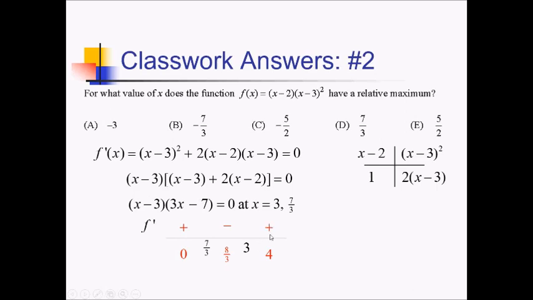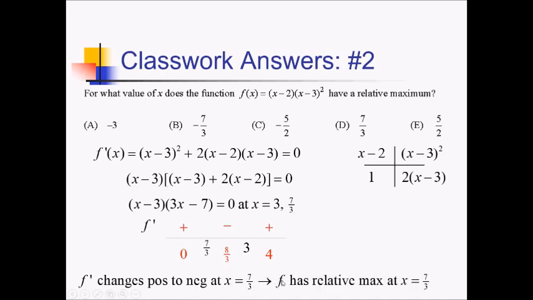And I see here that we're changing from positive to negative at x equals 7/3 for f prime there. So that means f is going to have a relative max at x equals 7/3. Choice D.